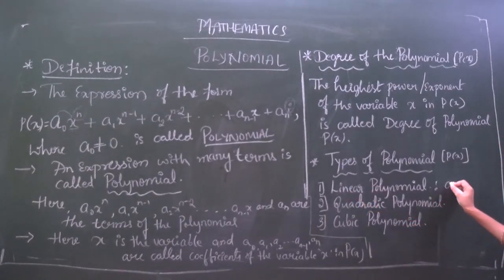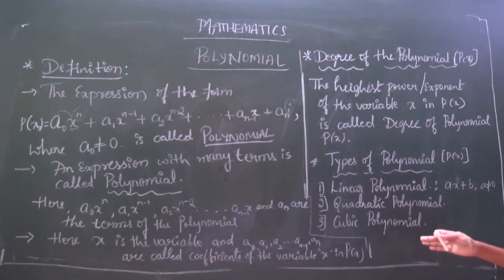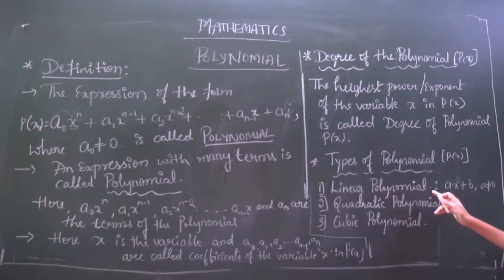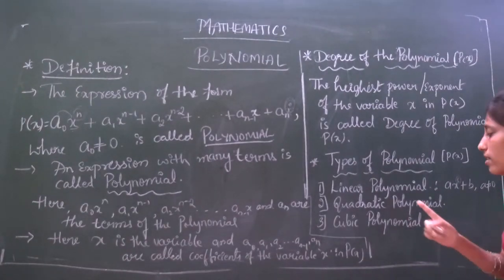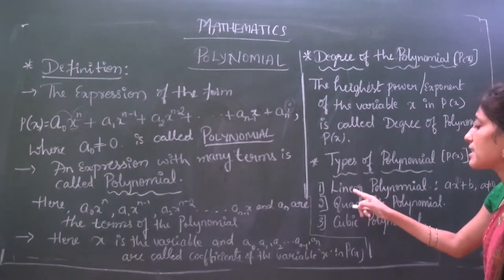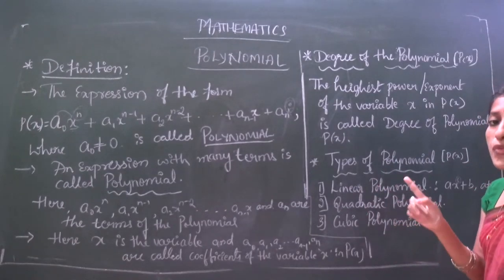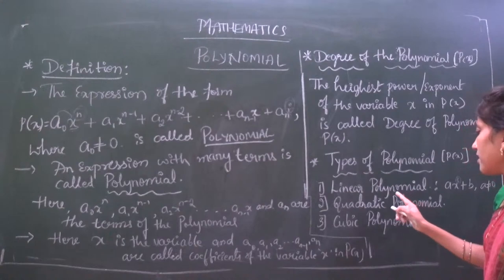Linear says here, the general form will be ax plus b, where a is not equal to 0. That means the highest power of the variable is 1, or the highest degree of the variable is 1. So here we don't have any other x variable to write or to define in another way. So we can say the linear polynomial is a polynomial which has the highest degree of the variable as 1.